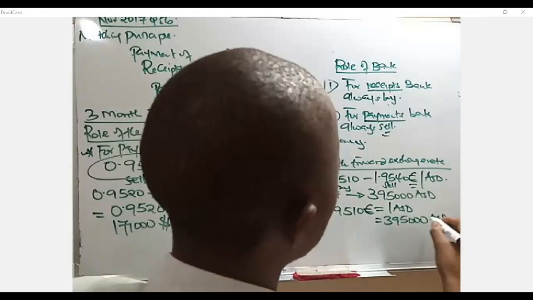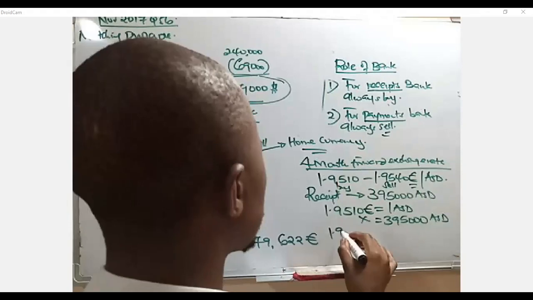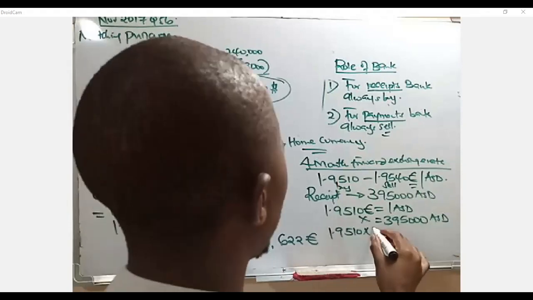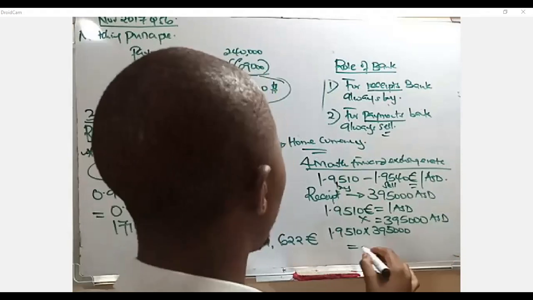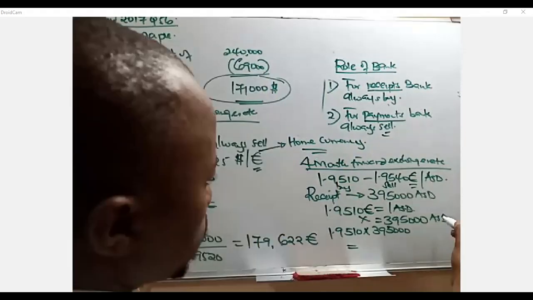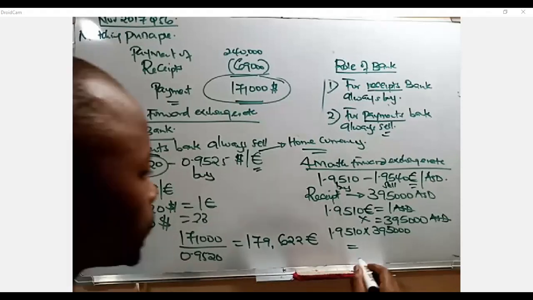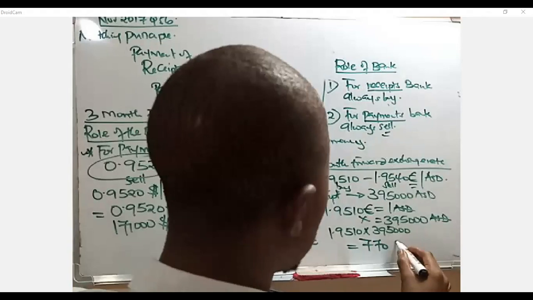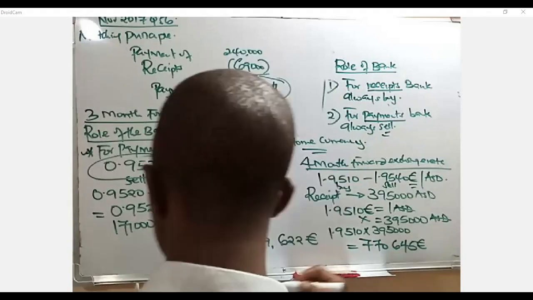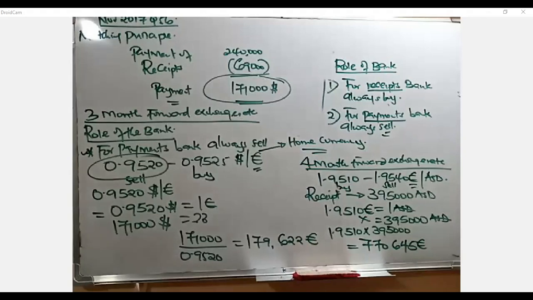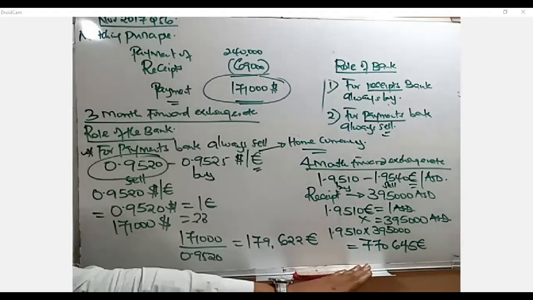395,000 ASD, right? Once you cross multiply, just like doing this, times 395,000. How many, because this ASD goes with that one, right? How many euros do you have? So in this case, I just do my multiplication, 395,000, I multiply by 1.9510. I am getting 770,645 euros. That is the money Jackie Limited will be able to receive under the two contracts within the 3 and 4 months forward exchange rates.